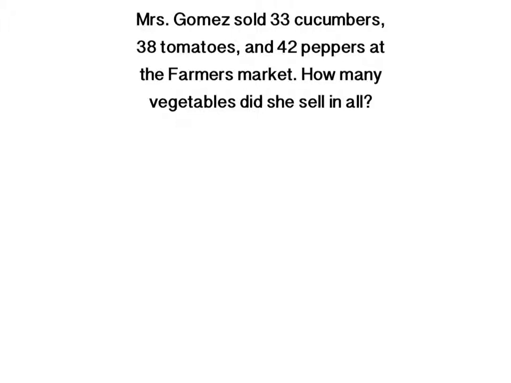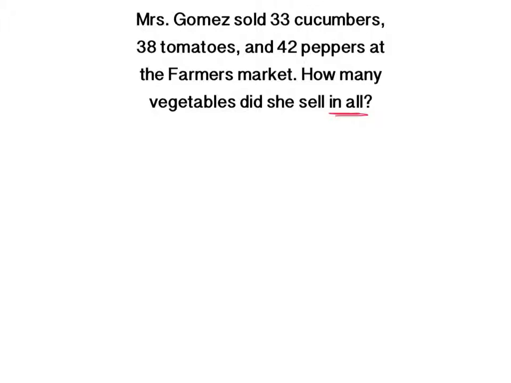So here's our first example. Mrs. Gomez sold 33 cucumbers, 38 tomatoes, and 42 peppers at the farmer's market. How many vegetables did she sell in all? Well, first we need to look at our clue word, right? In all. That means we're going to do what? We're going to add. That's right. So we're going to add first, and we need to see what we're going to add.